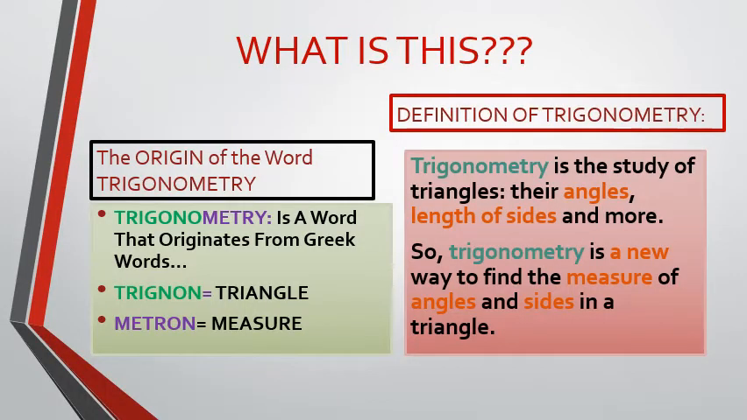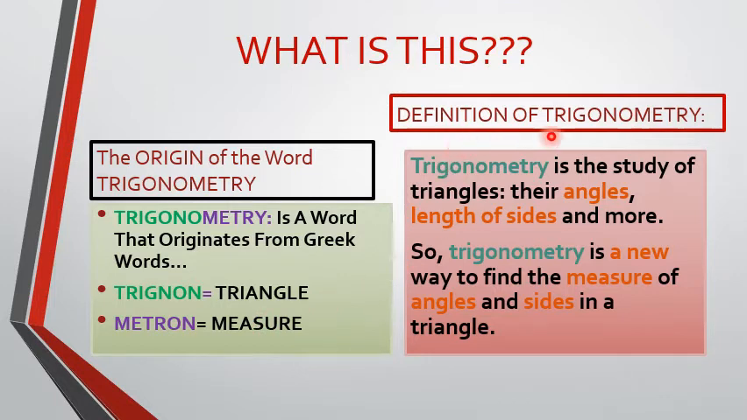What is trigonometry? The origin of this word is Greek, because the word can be divided into two parts, the word trigono and the word metry. Trigono comes from the word trigonon, which means triangle. The part metry originates from the word metron, which means measure.